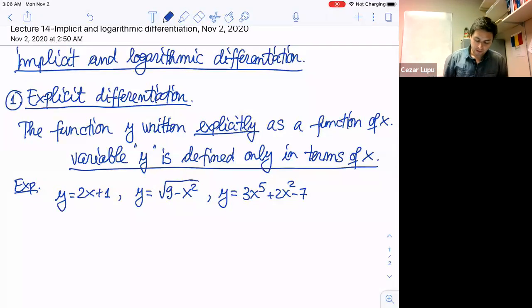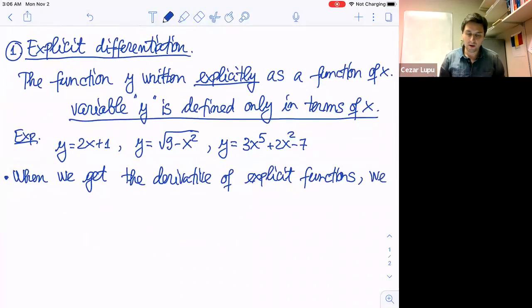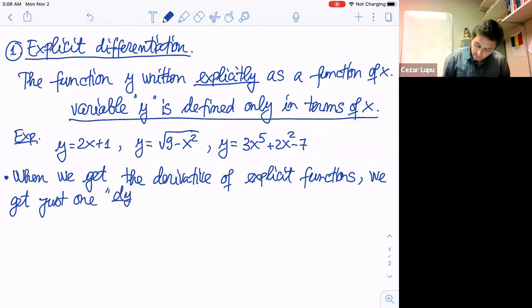And now let me point out a remark. When we get the derivative of explicit functions, as you have been used to by now, we write it with Leibniz notation, dy over dx. So this is the explicit differentiation. As you can see, the function is given explicitly in terms of x, and you can just compute the derivative, and that's it. Okay, now let's talk about implicit differentiation.